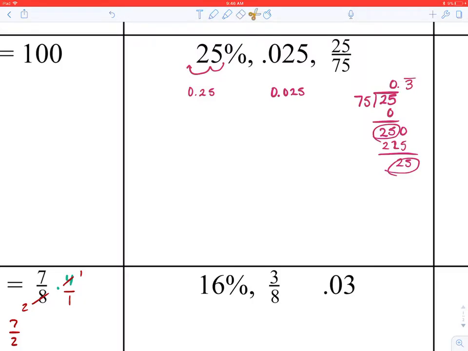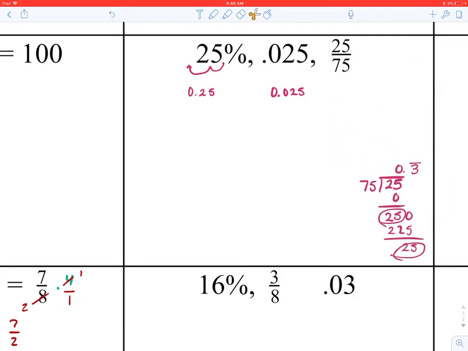Now you also could have simplified this, and I would have recommended that, but I wanted to show you how you would do it first. You also can simplify this down. This 25 over 75, if you divide both sides by 25, it turns into 1/3. And then that's going to be a little bit easier to divide than 25 and 75. 1 into 3 is going to be a little bit simpler. But you're still going to get the same decimal.